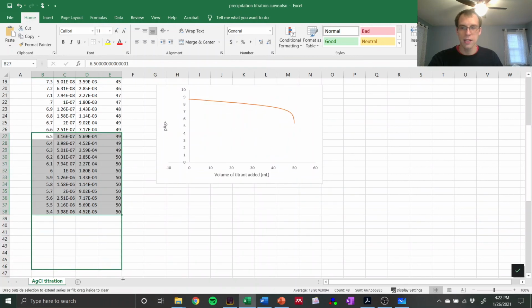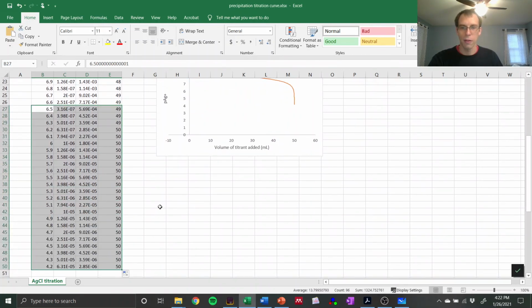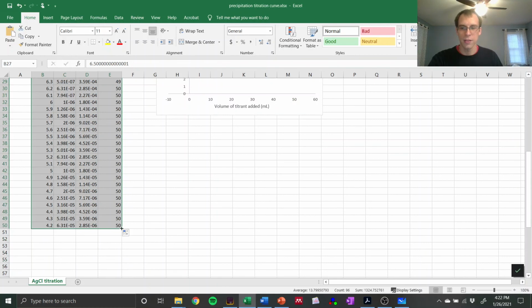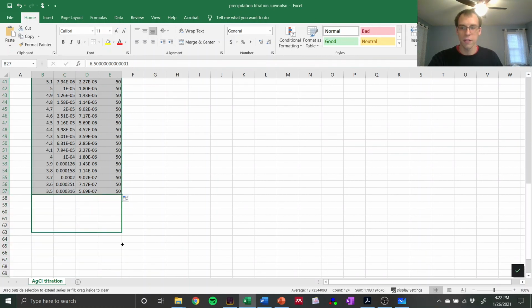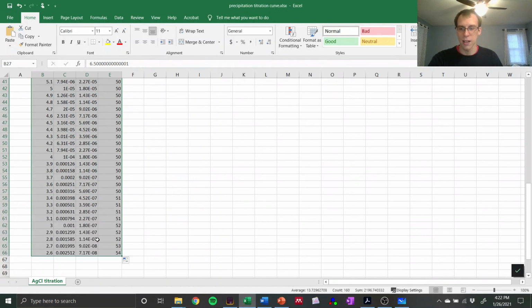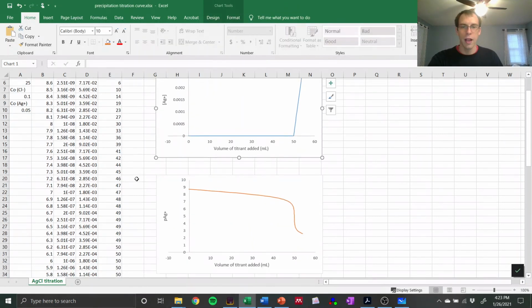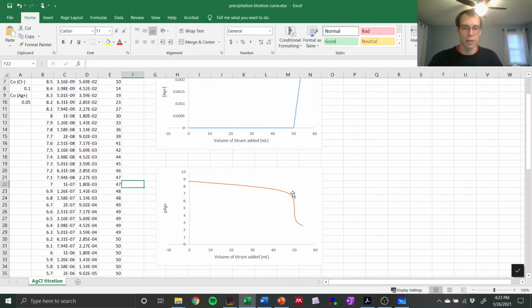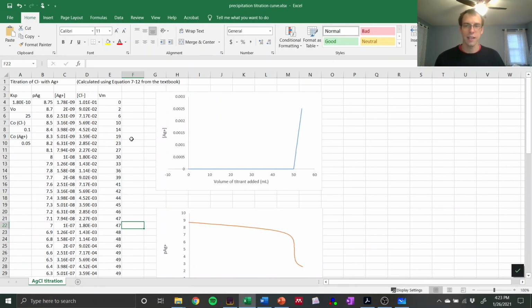You can see it stays at 50 for a large range of pAg values. That's what it should do because that's our equivalence point. We can just keep dragging this down until we start to get past the equivalence point. Now we're getting to 54, and we can see we have that curve like I was showing before. We could keep extending this further out. Again, this spreadsheet will be available for you to look at and to see exactly how I did this.